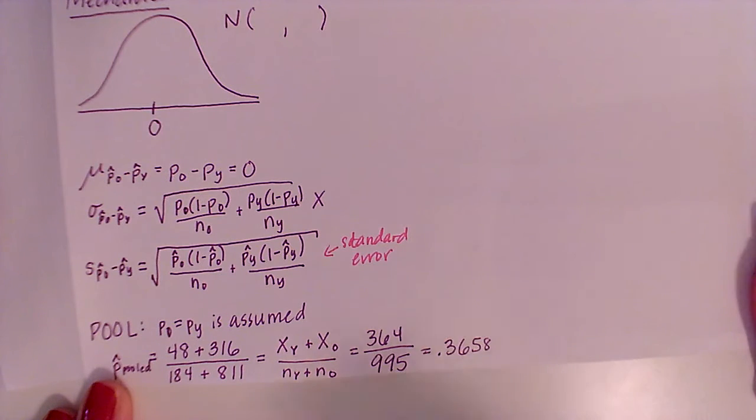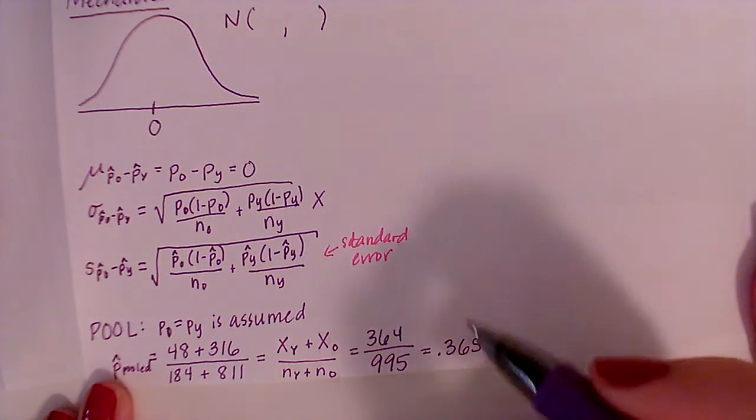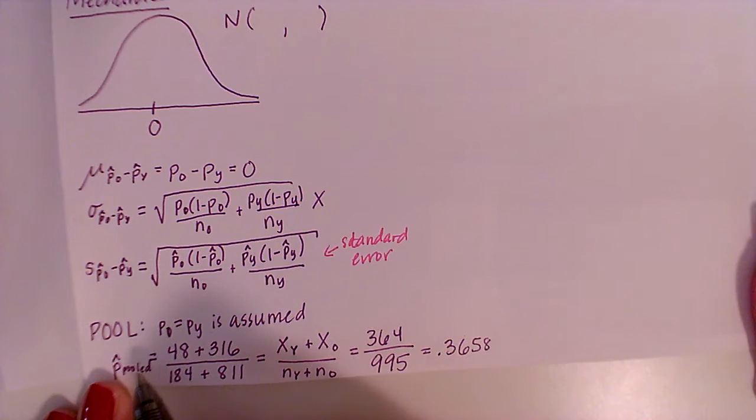Okay, so what we're going to get here is 0.3658 for our pooled proportion. I went ahead and added an ED to the end. So this is the sample proportion when I've pooled.